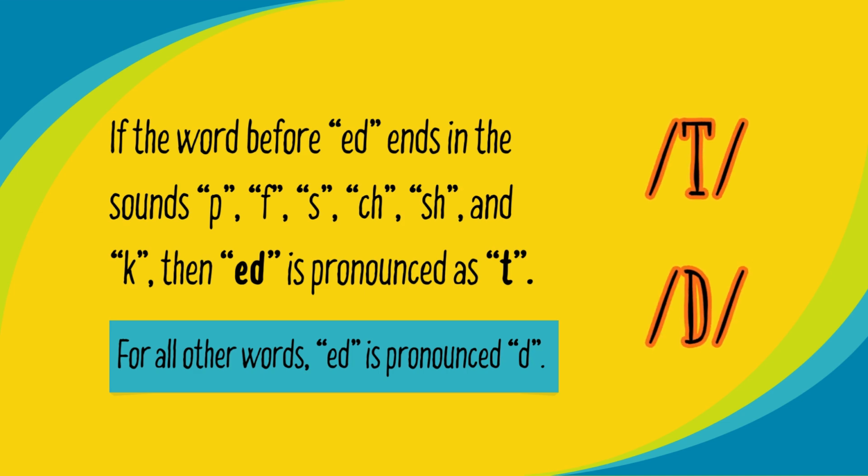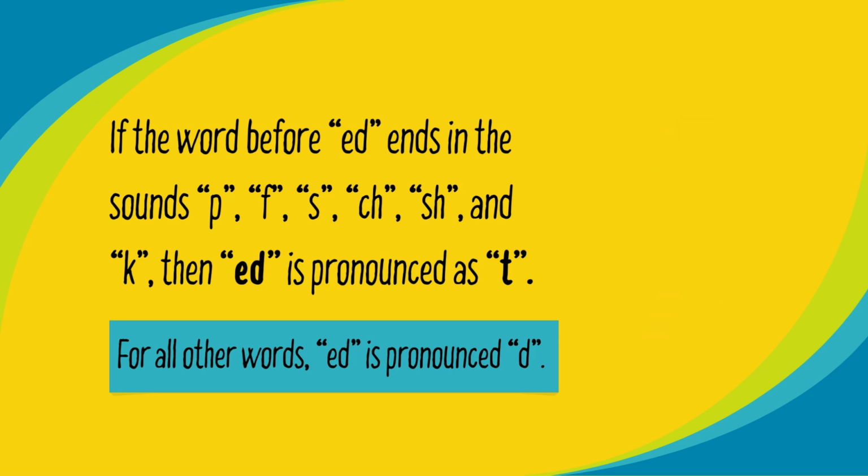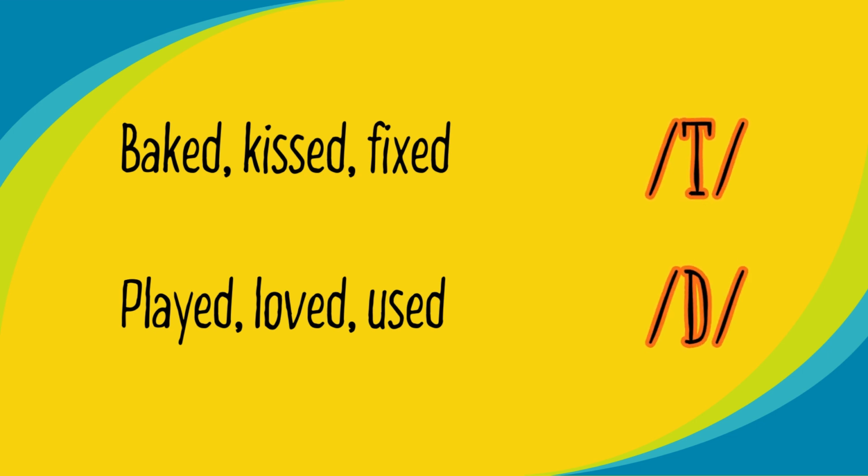We also have the sounds t and d. If the word before ed ends in the sounds t, f, s, ch, sh, k, then ed is pronounced t. For all other words, ed is pronounced as d. Some verbs that use the sound t are baked, kissed, and fixed. On the other hand, for the sound d are played, loved, and used.